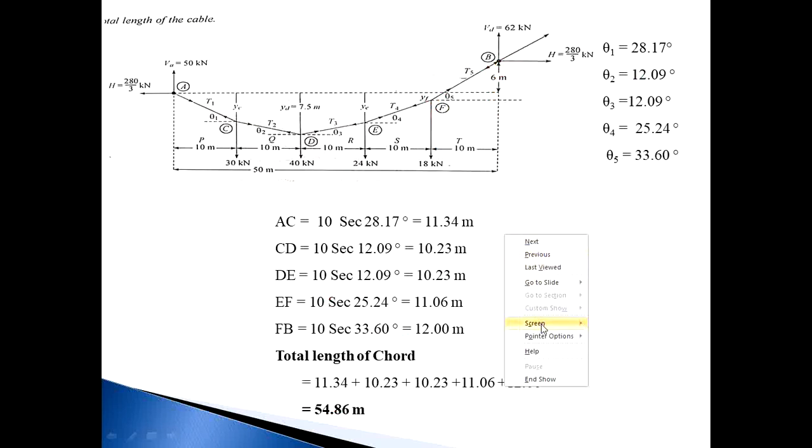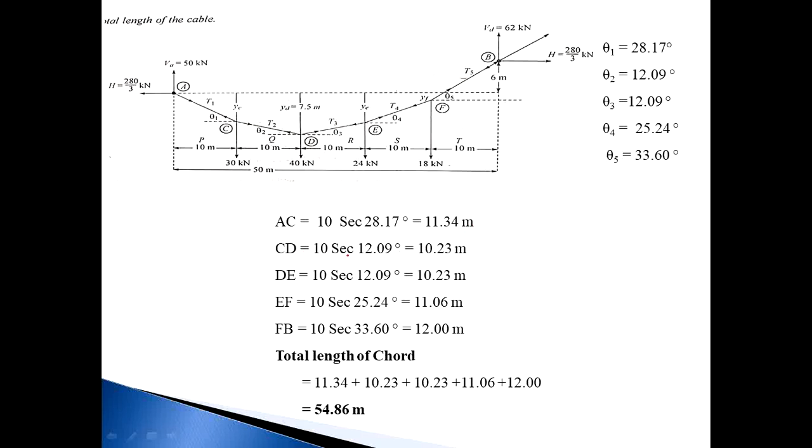Then change in length due to that loading. All cords have a horizontal distance of 10 meters, that is each segment is 10 meter. So I want to calculate the AC length. AC is equal to 10 into sec theta 1, means sec theta 1 for AC cord, that is 10 sec 28.17, equal to 11.32.